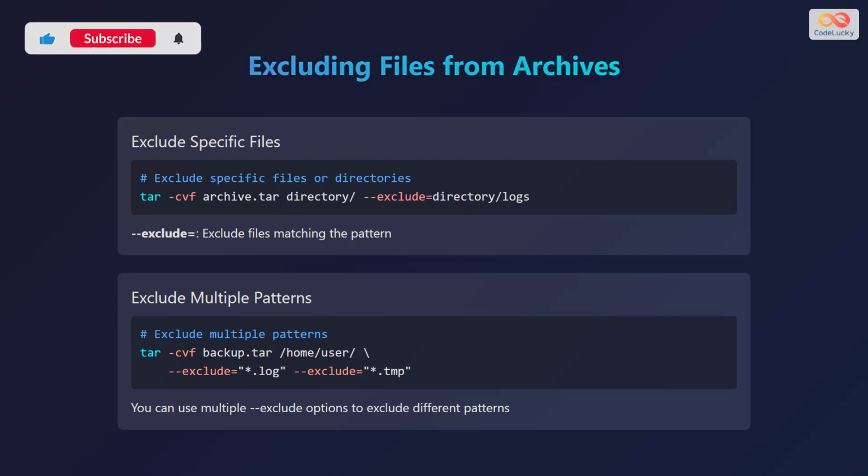To exclude multiple patterns, you can use multiple exclude options. For example, tar cvf backup.tar /home/user/ --exclude=*.log --exclude=*.tmp. This excludes all files ending with .log and .tmp.